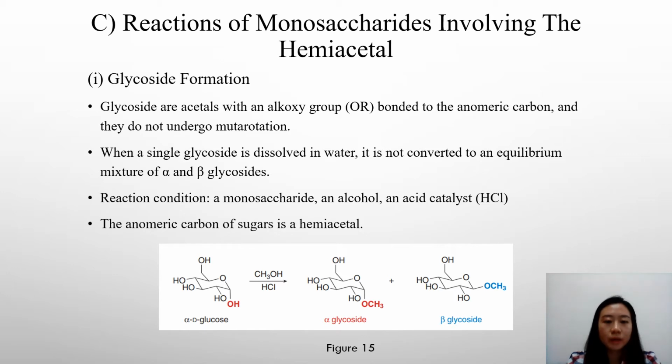The anomeric carbon of sugars is a hemiacetal. Figure 15 shows the general equation of glycoside formation, which, taking alpha-D-glucose as an example, methanol is an example of alcohol, and HCl is the acid catalyst. Then the products formed are alpha and beta glycosides.